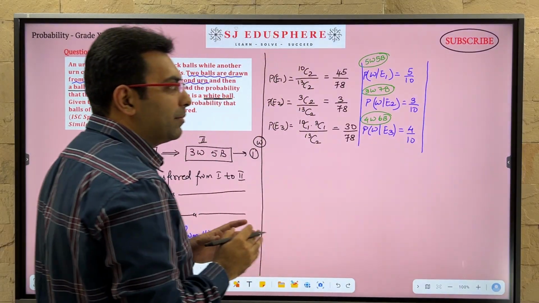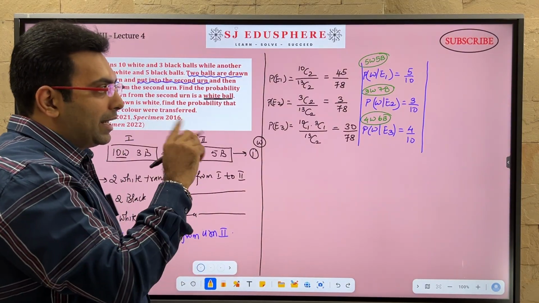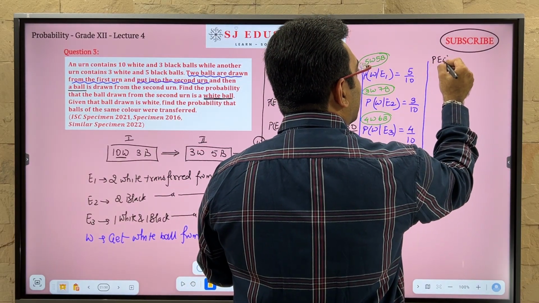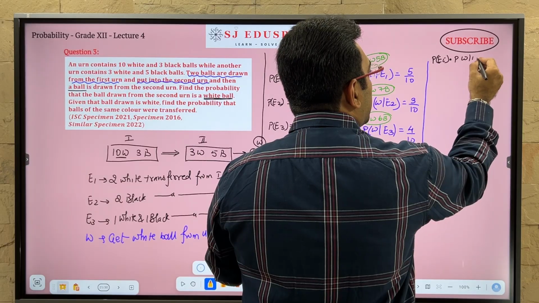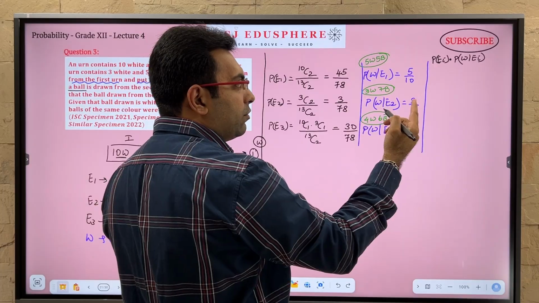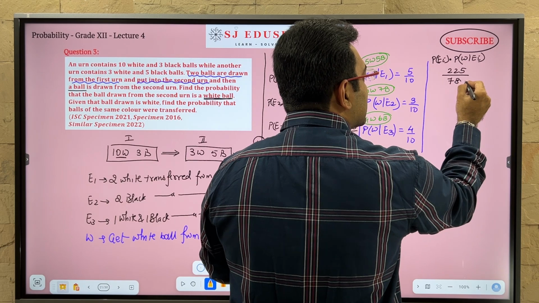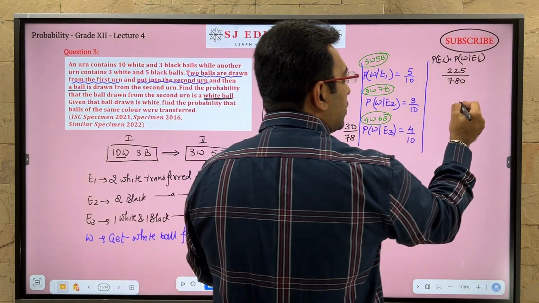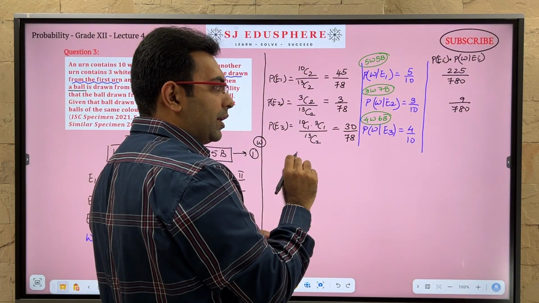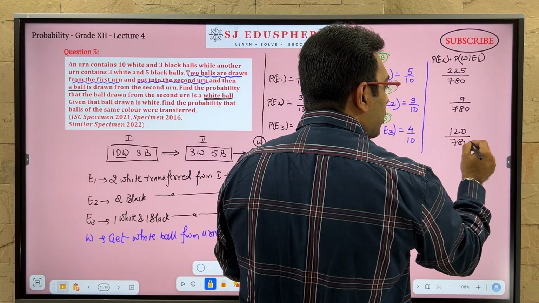How much ever I am tempted, I will not cancel the numbers. So I go for the multiplication over here. That means I will multiply E_i into W given E_i. So 45 into 5 is 225 upon 780. 3 into 3 is 9 upon 780. 30 into 4 is 120 upon 780.